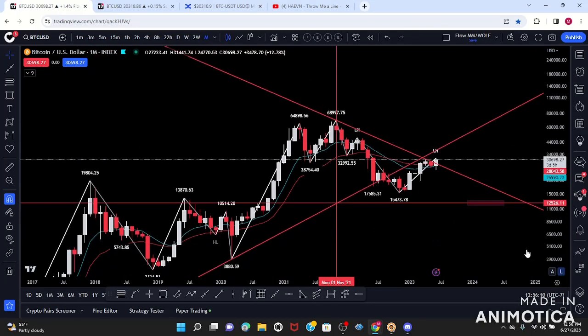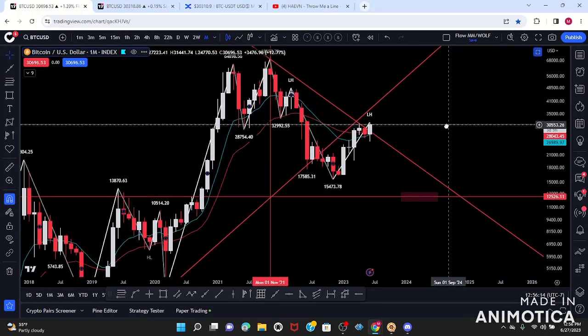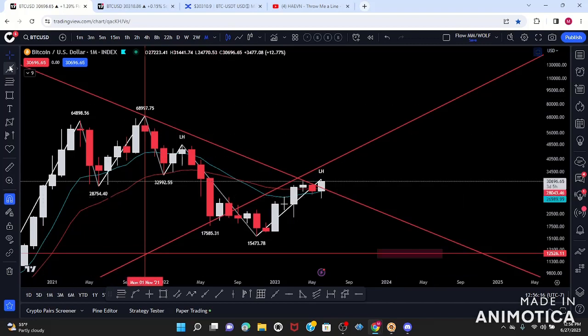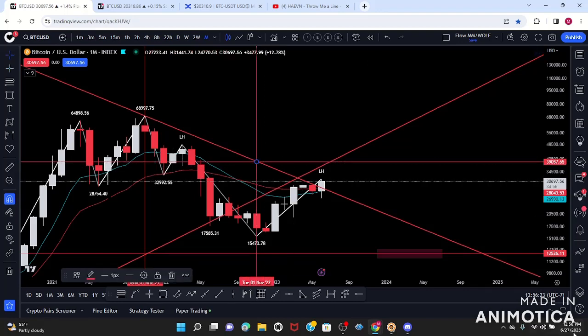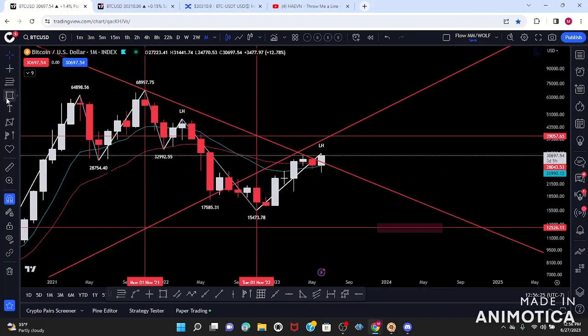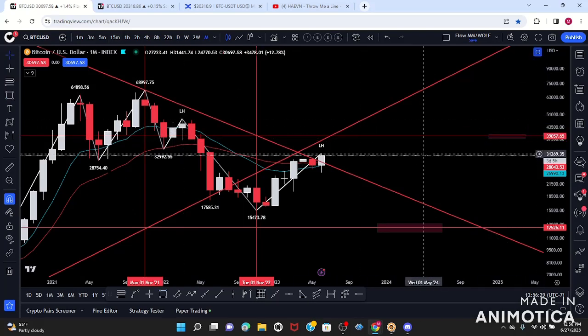Looking at the monthly again, I see a retest of the monthly trend line, but my target would be at 39, just based on trend line breaks and my strategy.